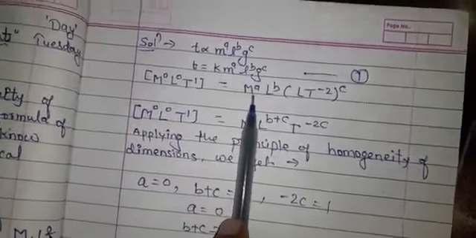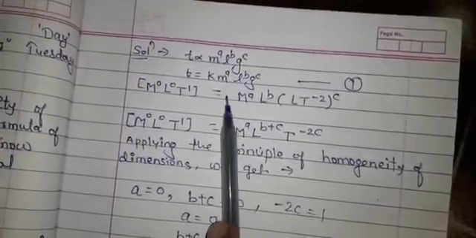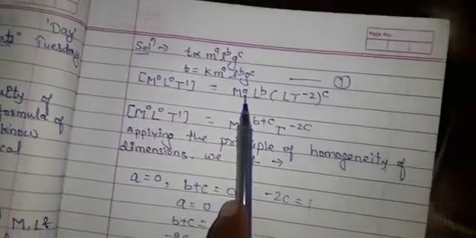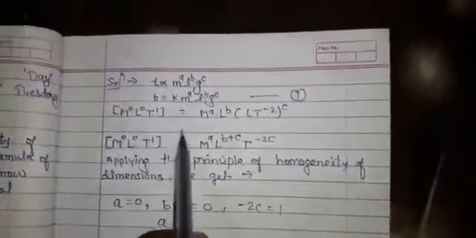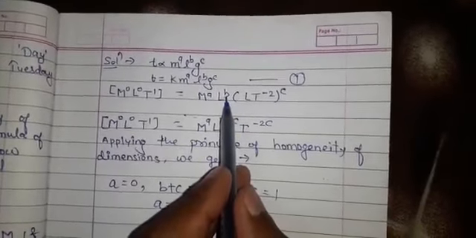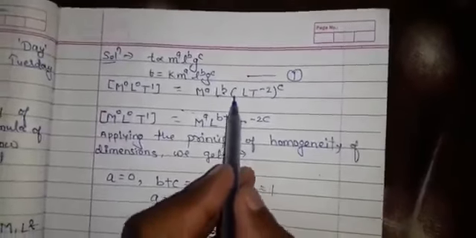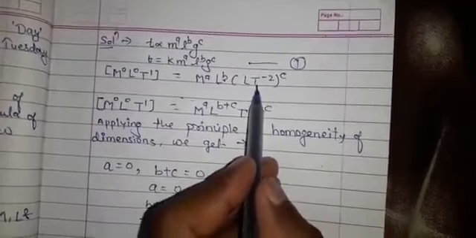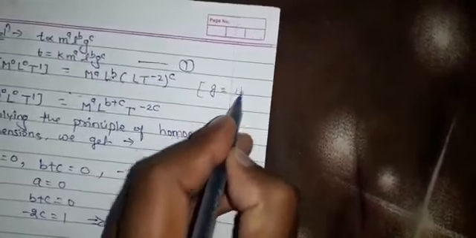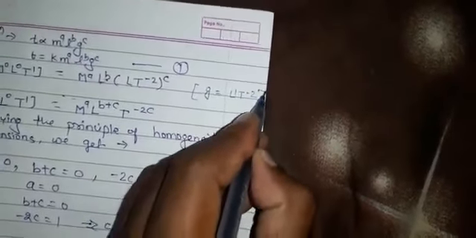Now on the LHS side, what is the dimension of mass? That is M, and the power is a. And what is the dimension of length? That is L^b, and in bracket L^1 T^-2, and the whole power is c, because this is the dimension of g. In bracket we also write g equal to L^1 T^-2. This is the dimension formula of acceleration due to gravity.